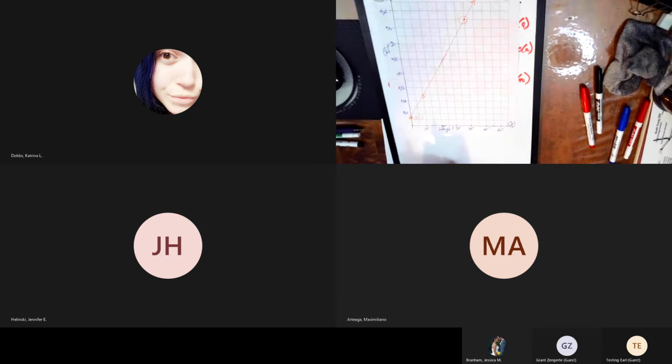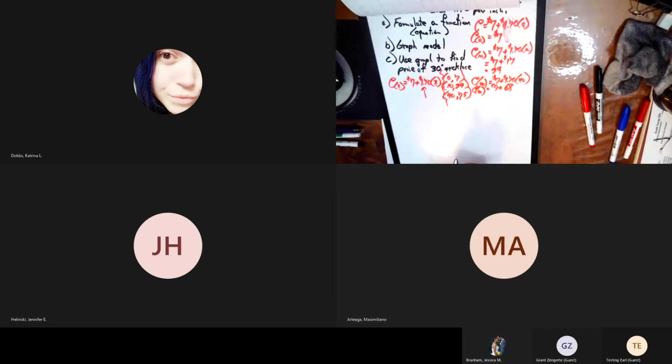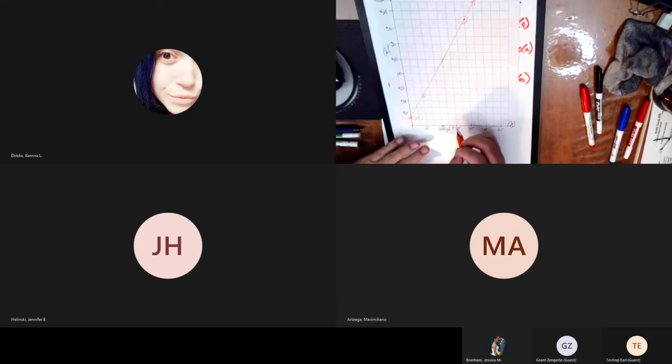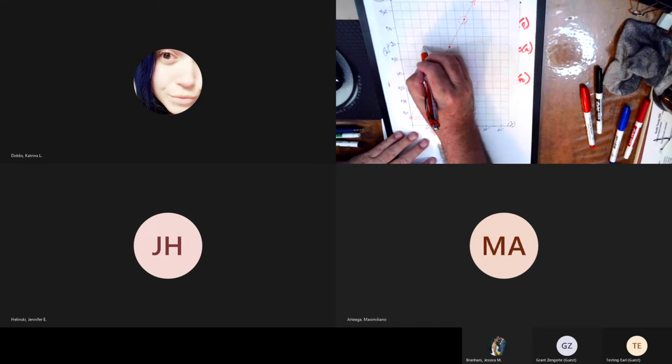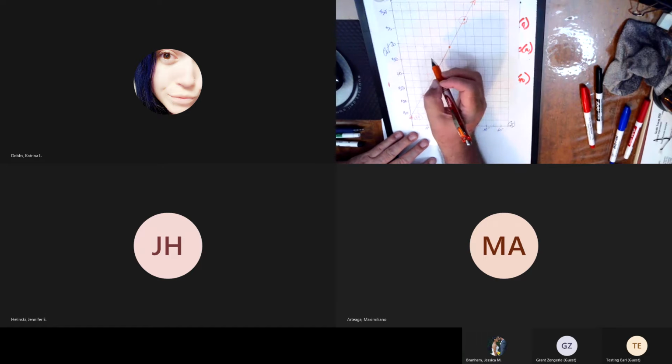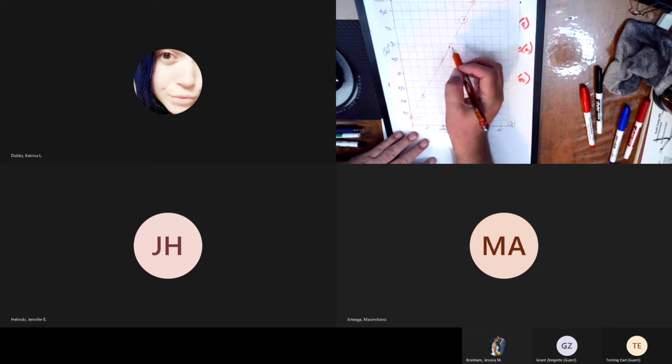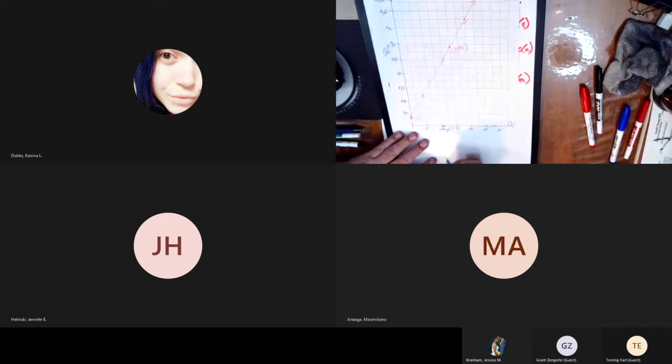Now, the last part of the question says, use the model to find the price for a 30-inch necklace. All right, so if I go to 30 inches here, and I follow it up to where I hit, where am I? Looks to me like I'm about 57, 58. A 30-inch necklace looks like it costs me about $58. All right, so that's using the model.